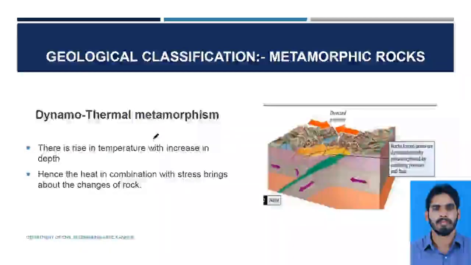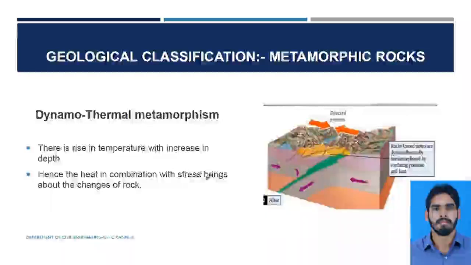Next, dynamothermal metamorphism. There is a rise in temperature with increase in depth. Hence, the heat in combination with the stress brings about changes in rocks. With respect to the depth, that's dynamic. Dynamic means time varying, because here the varying parameter is the depth. When the depth increases, there will be a rise in temperature, so a change may take place.